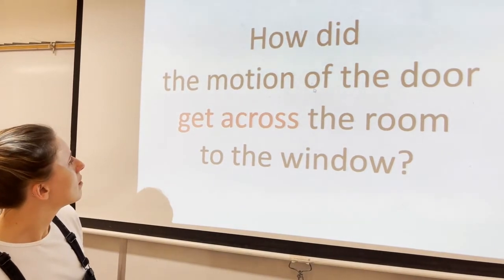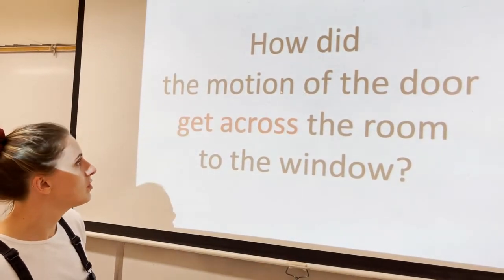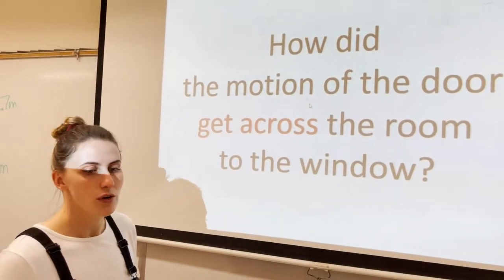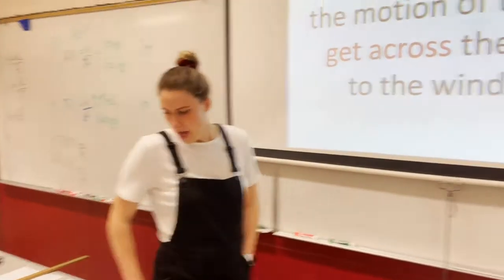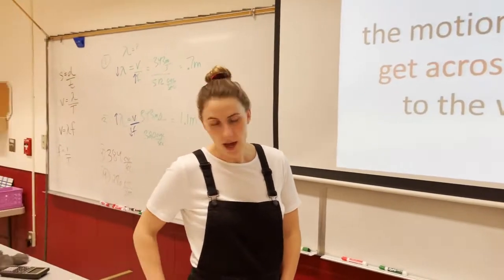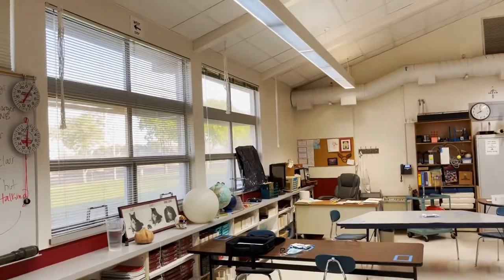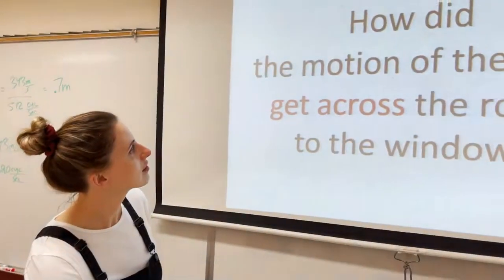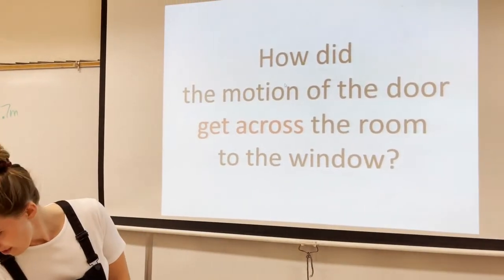Okay. How did the motion of the door get across the room to the window? I think we just talked about this. We said when we open the door, it stretches the air, and that air travels across the room. And then when we close the door, it squeezes it, and that travels across the room. And it travels across the room via waves.